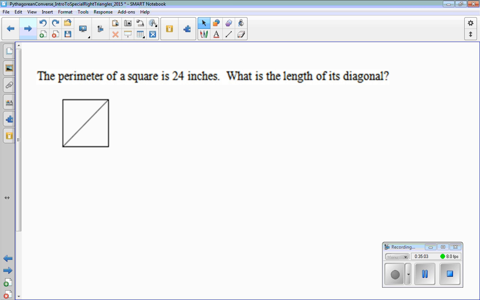And what am I given instead? The perimeter. If I'm given the perimeter, how do I find the sides? Divide by 4. What is the side? 6. Good. So if each of these sides is 6, and I'm just looking at this triangle here, isn't that an isosceles, right? So how do I find the length of the diagonal? It's just 6 radical 2, because it's radical 2 times the leg. Quick and easy. You could do the Pythagorean theorem, which is what you did for homework, right? But that's quick and easy. Yes?